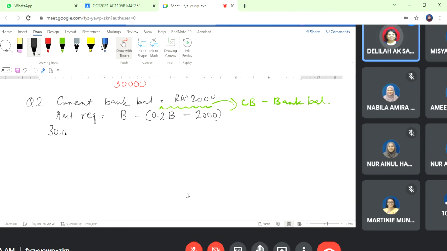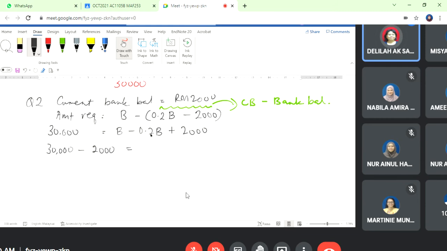So the equation becomes 30,000 equals B minus 0.2B. So when you open the brackets, the negative becomes positive. Kalau dia positif, buka bracket tu, dia jadi negatif. Okay, so then the equation becomes 30,000. When you bring this 2,000 to that side here, dia tukarlah jadi negatif.